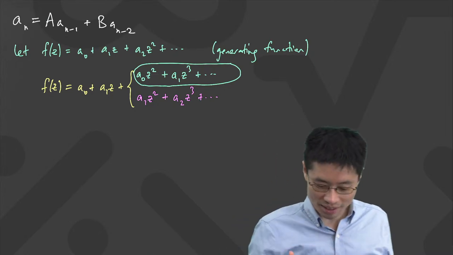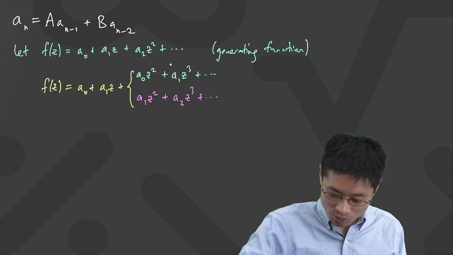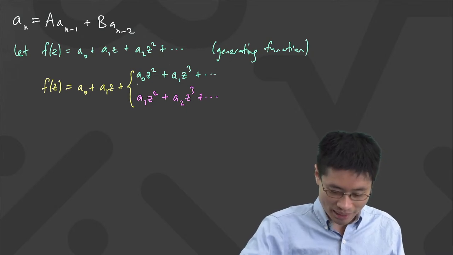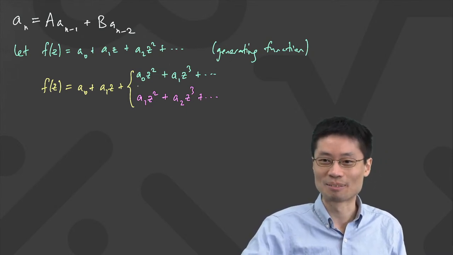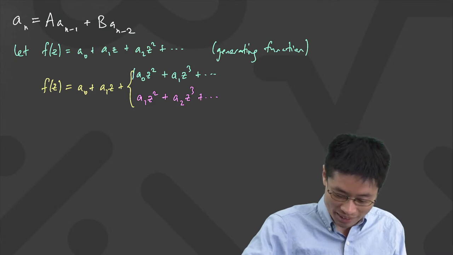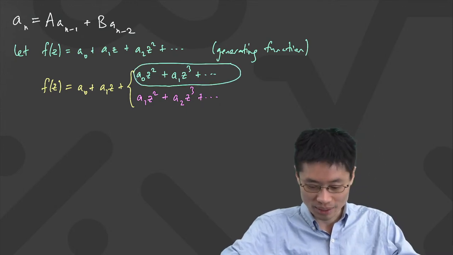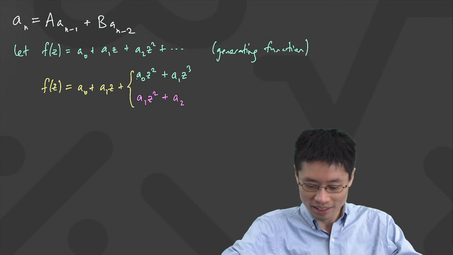Wait, I screwed up. It's not Fibonacci. Oh no, this is wrong. You need like A's and B's. Sorry guys, it needs the A's and B's here. This is just wrong. It's not the Fibonacci sequence. Okay, I'm gonna go and erase this because I want some more space to write it properly. I was writing it for Fibonacci, but it's not.